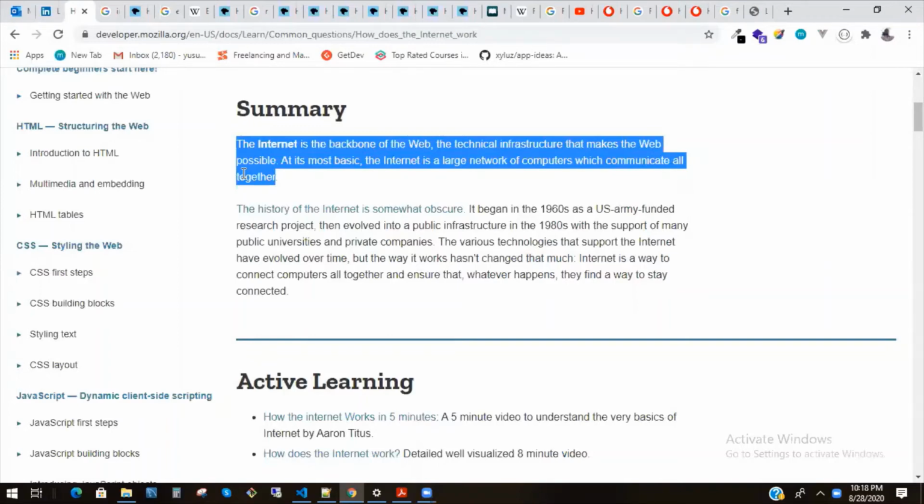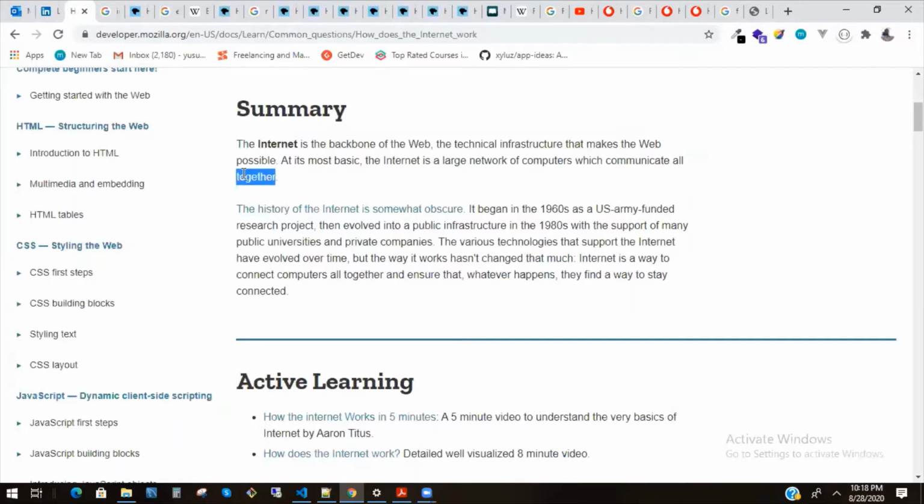Today we want to talk about how the internet works. A number of people are making money from the internet, but surprisingly, they don't know how it works. So today let's talk about how the internet works.